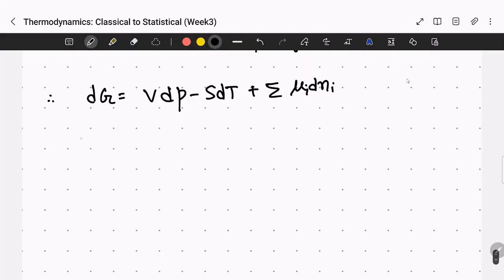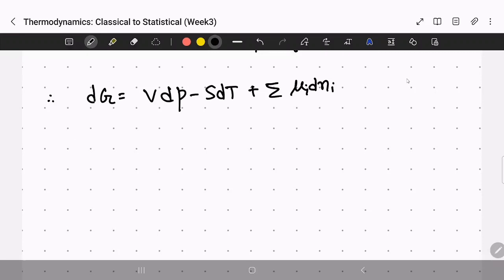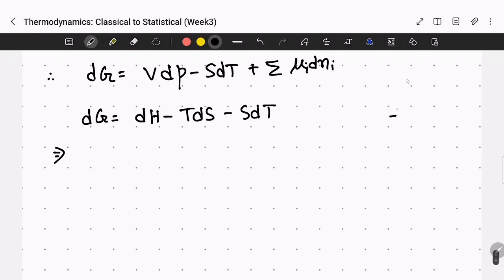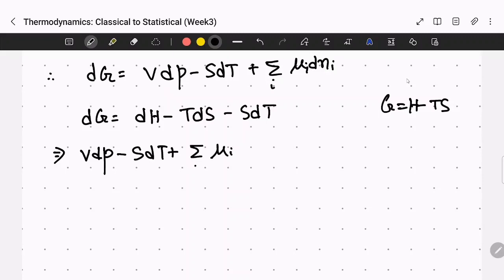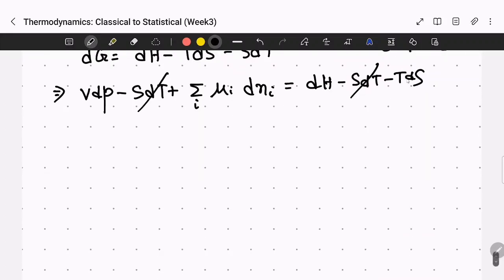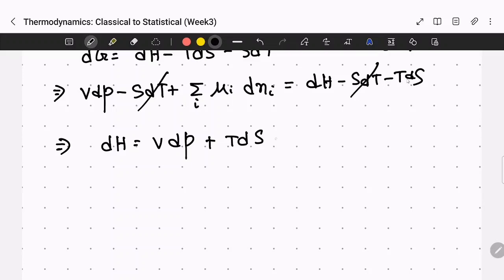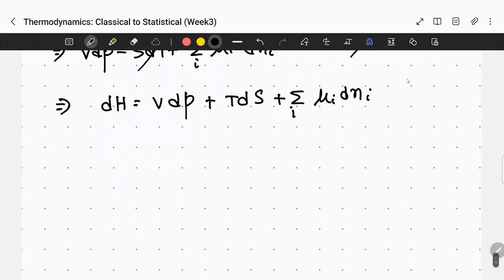First let's start with H. What was H? dG equals dH minus T dS minus S dT, because we knew that G equals H minus TS. So V dP minus S dT plus mu_i dn_i equals dH minus S dT minus T dS. So the S dT will be cancelled out, and we can write dH is essentially V dP plus T dS plus mu_i dn_i. This is for dH.